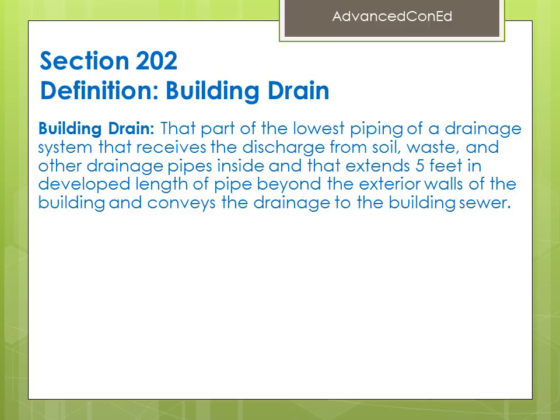Section 202. Definition: Building drain. Building drain: that part of the lowest piping of a drainage system that receives the discharge from soil, waste, and other drainage pipes inside, and that extends 5 feet in developed length of the pipe beyond the exterior walls of the building and conveys the drainage to the building sewer.